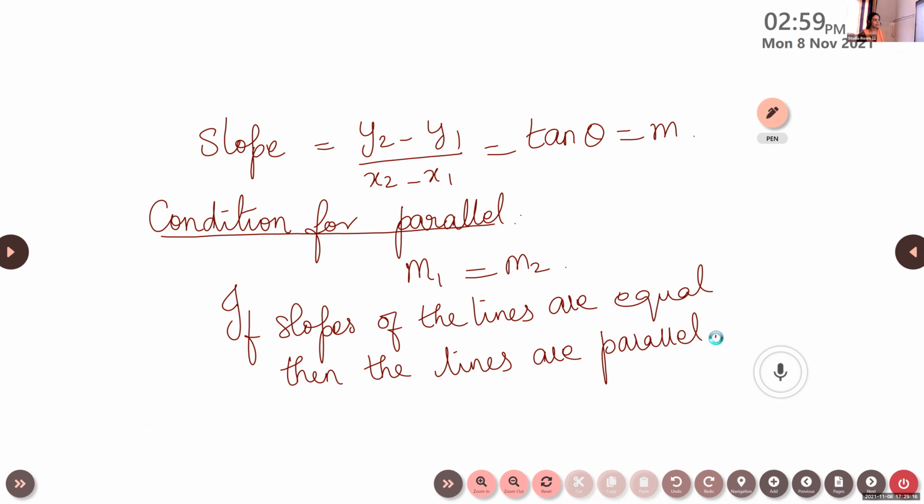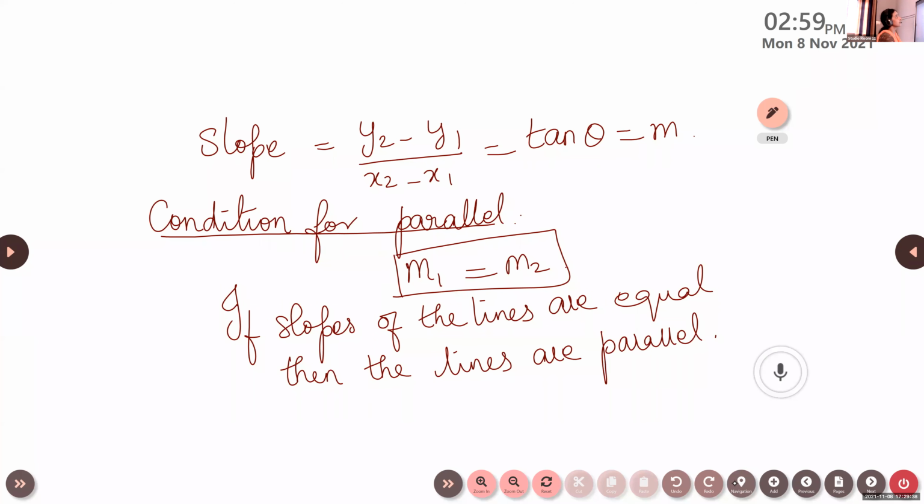So M1 is equal to M2, where M1 and M2 are the slopes of the two lines. If M1 is the slope of the first line and M2 is the slope of the second line, then the condition for parallel is M1 is equal to M2. Okay.